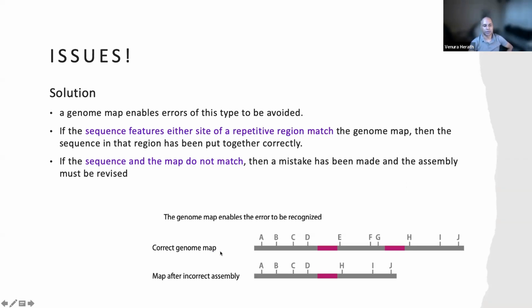So here you can see, in an ideal situation, you have a very nice organization of your assembly. But here you can see it's not the case because of the repetitive elements.